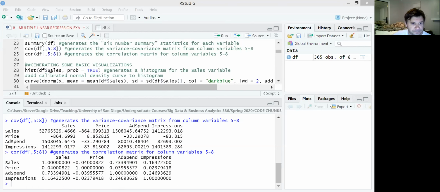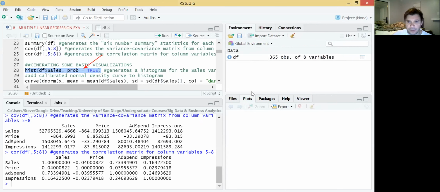So moving on, let's go ahead and take a look at the distribution of the sales variable here. So we're going to build a histogram using this histogram function. And you'll notice I'm feeding in an argument here. It says probability equals true. And what that's going to do is, instead of measuring the count on the vertical axis, it's going to measure the relative frequency. It's going to measure a probability on the vertical axis of the histogram. So let's go ahead and run line 28 here and take a look at the output in the bottom right plot window.